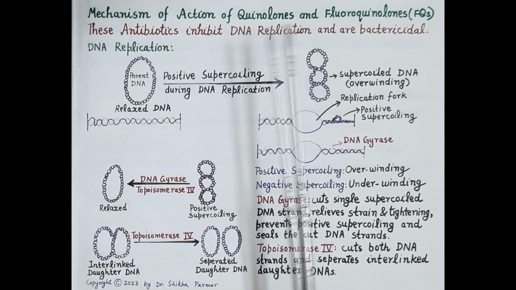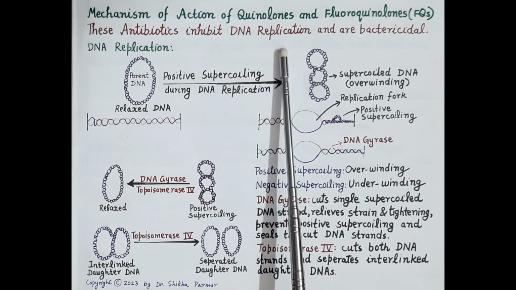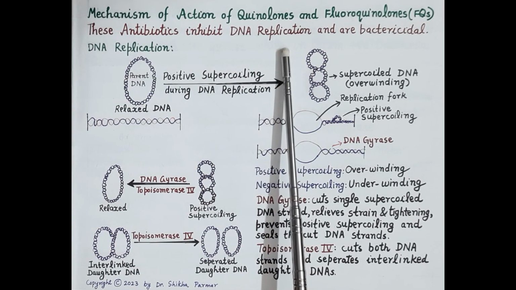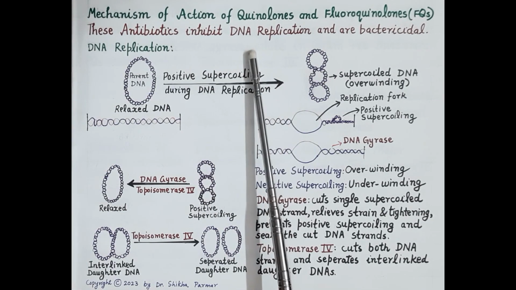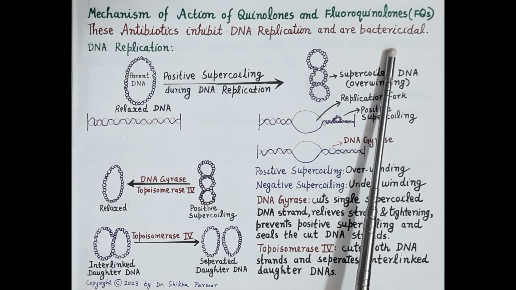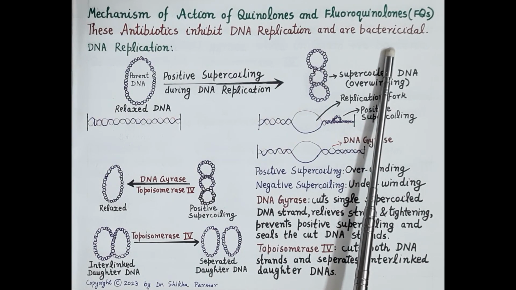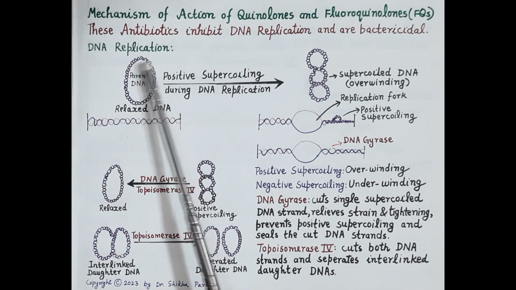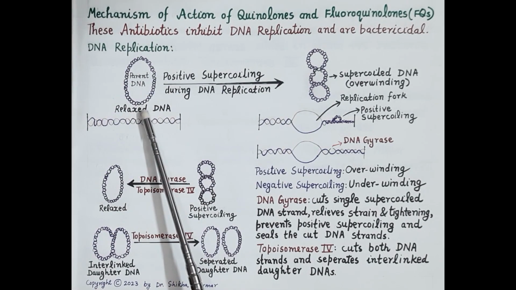Now, these antibiotics inhibit DNA replication. Now, DNA replication is a process by which two identical DNAs are produced from a single DNA molecule. So, these antibiotics block DNA replication and kill the bacteria, and thus they produce bactericidal action. Now, in order to understand mechanism of action of these antibiotics, let's discuss few important steps involved in bacterial DNA replication. So, now look at this figure.